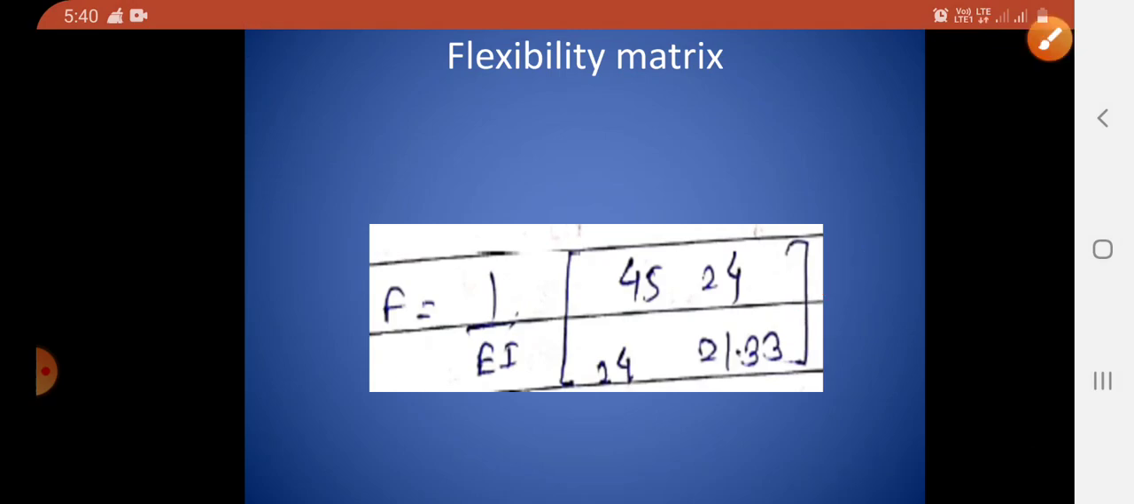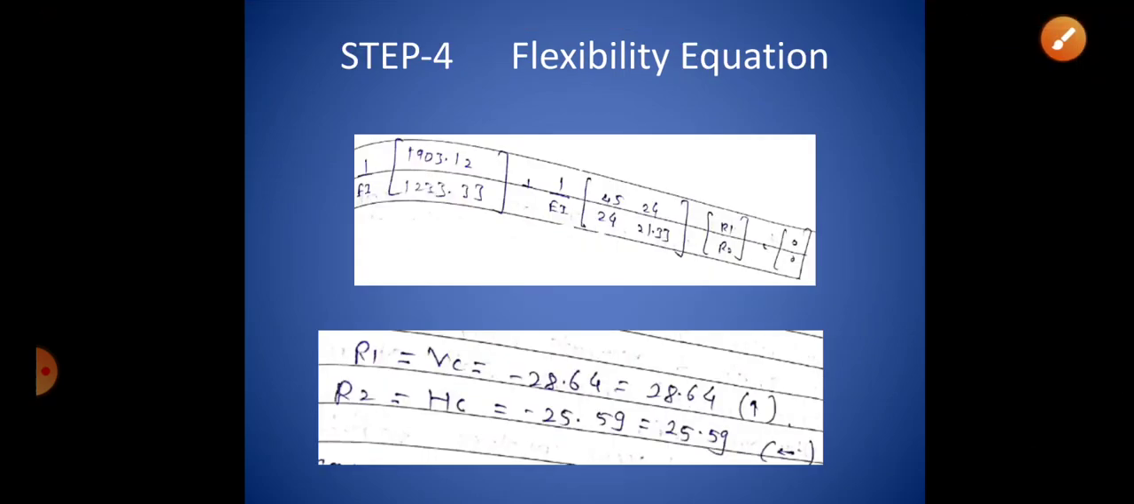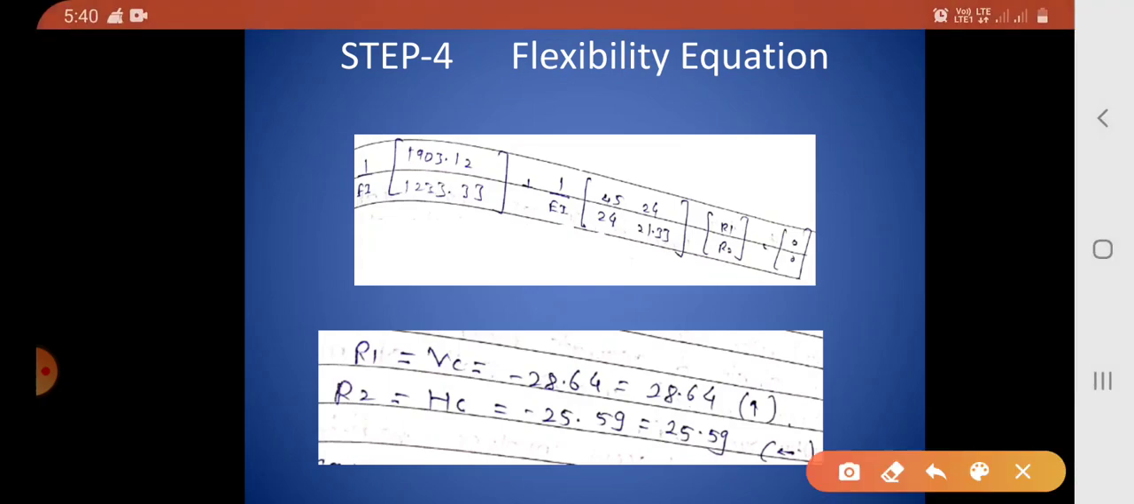Now we will go to the next step, that is step 4. We have to use the flexibility equation. What is the flexibility equation? It is DRD plus F into R, that is the unknown matrix, is equal to 0, because in this case DR is 0 because there is no sinking or rotation of support in this example.